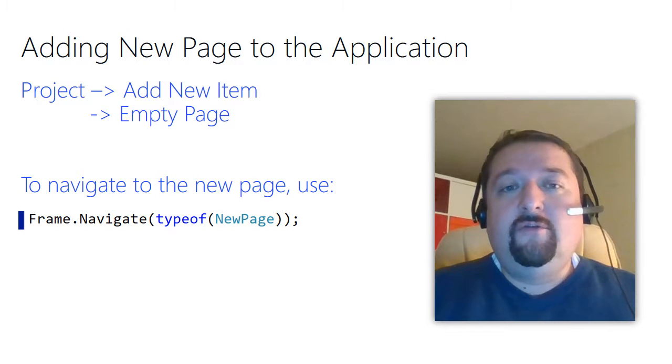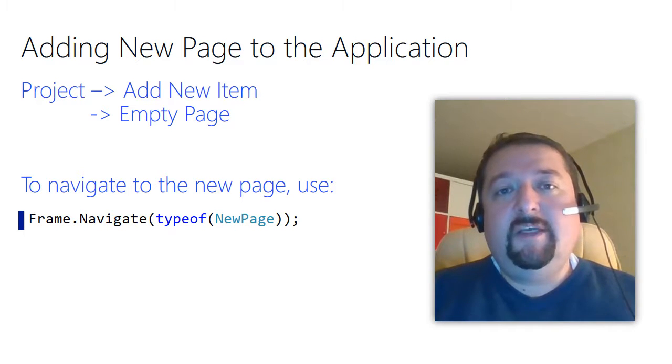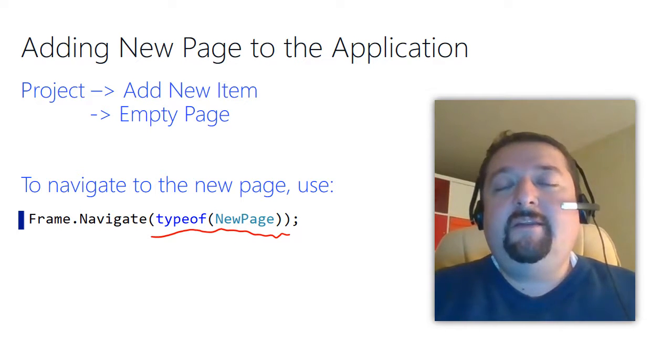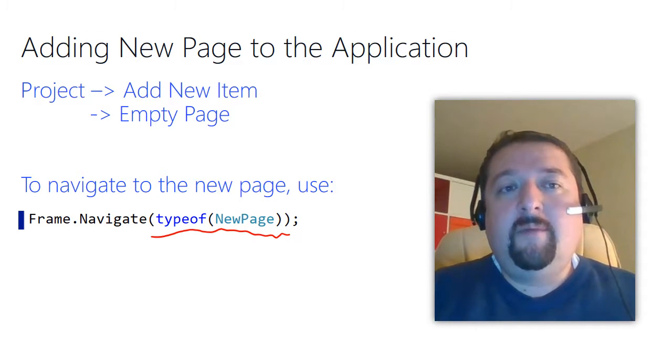For this, you go to Project, Add New Item, and you add New Empty Page to your application. A new page means that you create a new XAML file and a new code behind file. Both files are created simultaneously in the same manner as you have MainPage.xaml when you just create an empty application. So to navigate to this page, anywhere in your code, you use frame.navigate and you specify the type of the new page. So you say frame.navigate, type of new page, and it shows up in your application window.